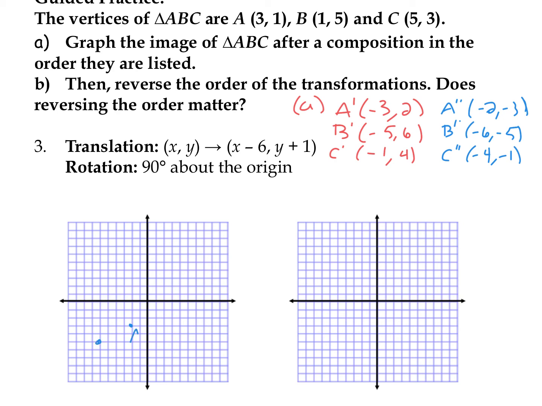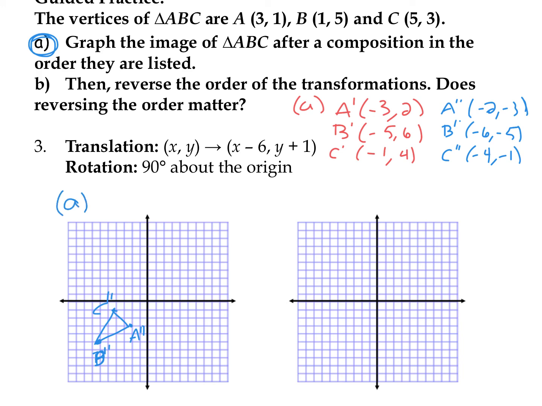Right there. Okay, so we should mark this A double prime, B double prime, and then C double prime, negative 4, negative 1. Okay, so we'd have a triangle there. That would be for this first part, when we would do the image after the composition in the order they're listed. And now for B.